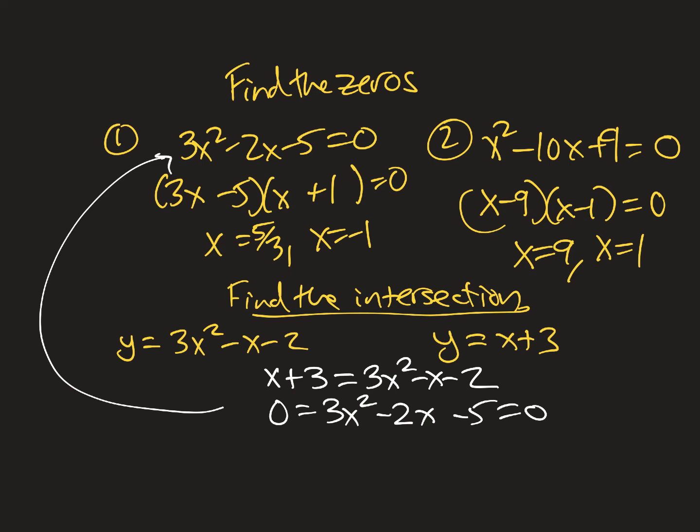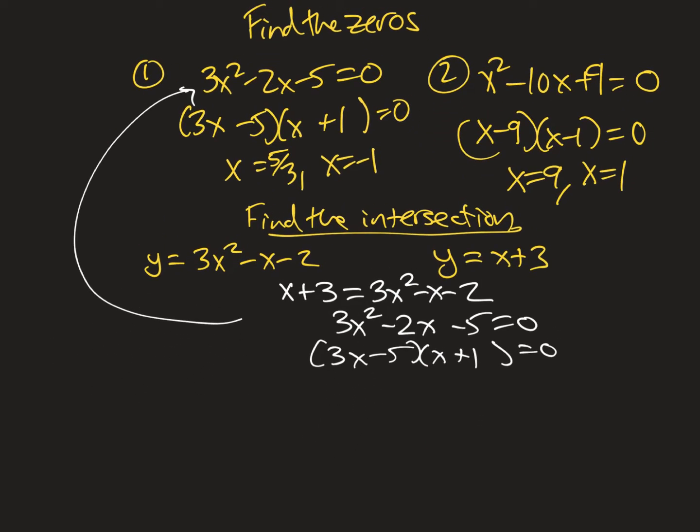So we know it factors. Oh, I already put equals 0. Don't need the equals 0 twice. Okay, so this factors to 3x, x, and then we've got minus 5 plus 1. And so the two x's that are at the intersection are 5/3 and -1. You're not done though, because I would ask in the directions, and I should have said here, find the points of intersection, the x and the y.